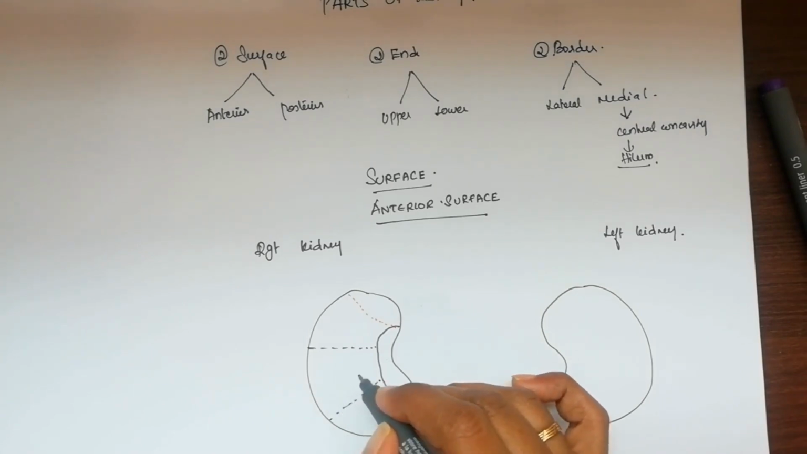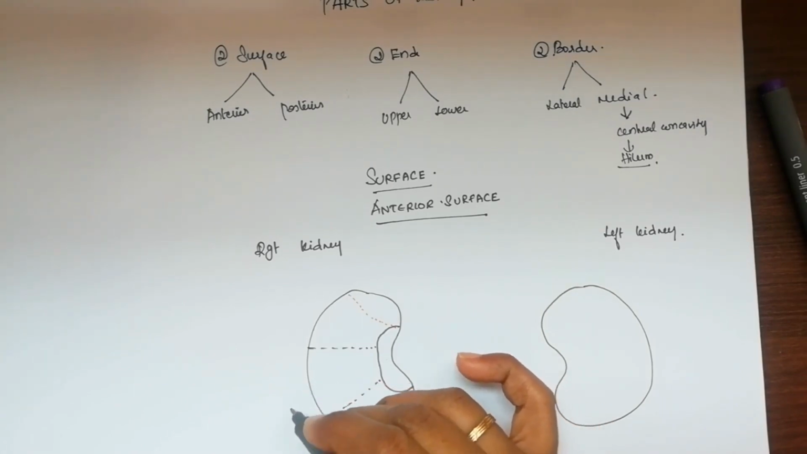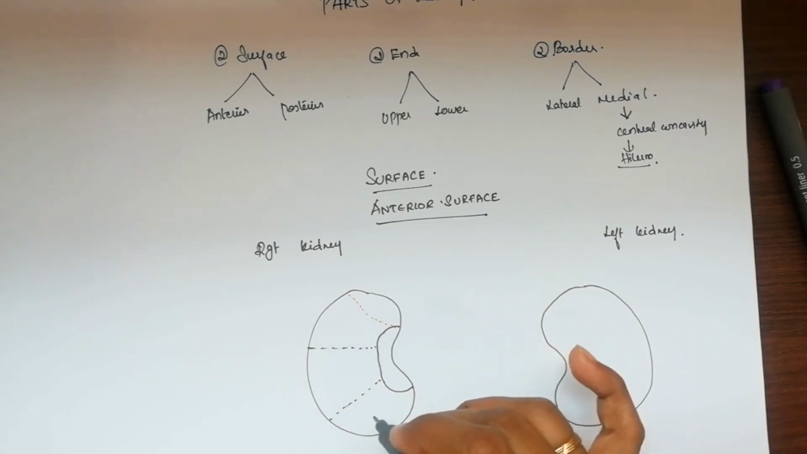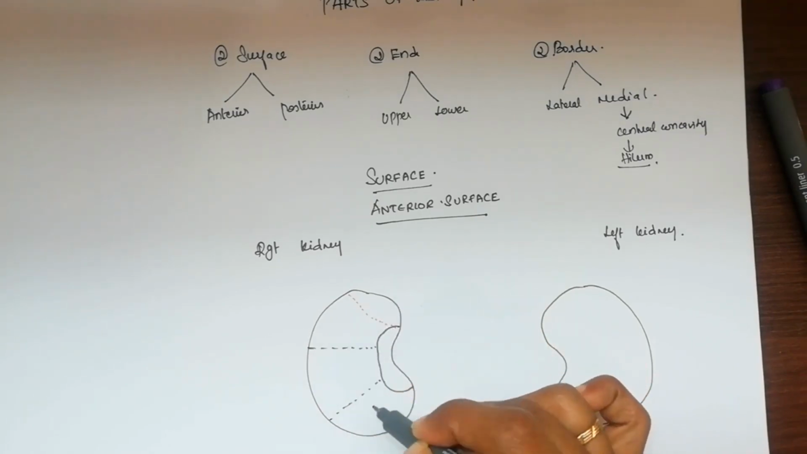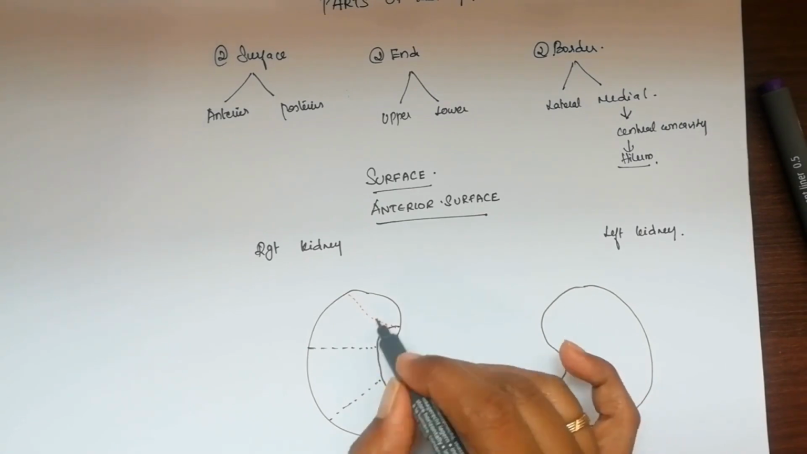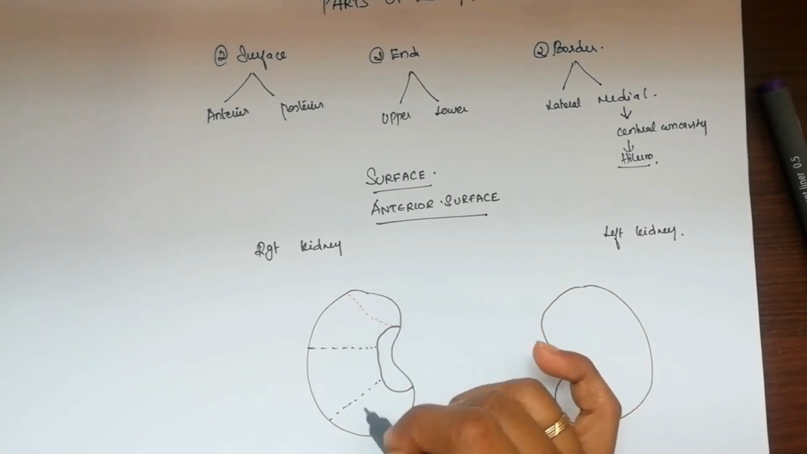Here we have got transverse colon, that is hepatic flexure, and here we have got coils of jejunum. So these are the 5 structures or 5 organs related to the anterior surface of the right kidney.